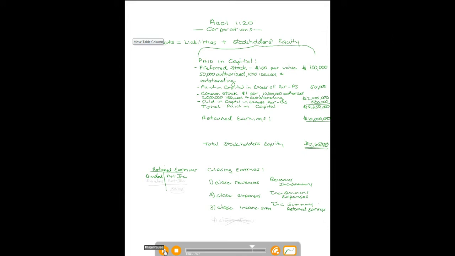As far as the fourth closing entry goes, closing draws doesn't apply to corporations. It applies to sole proprietors, and it applies to partners, but it doesn't apply to corporations. Our book has you record dividends when paid to stockholders directly into retained earnings, so there is no fourth closing entry for corporations. Close revenues, close expenses, and close income summary.